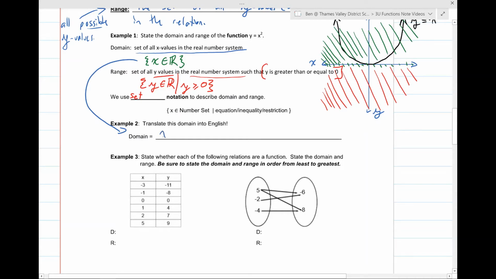Now, if we're translating this to English, let's take a look at this domain here. That means that, like I said out loud, x is an element, that's what our epsilon symbol means there, an element of the reals. And again, reals is kind of a shorthand for real number system.